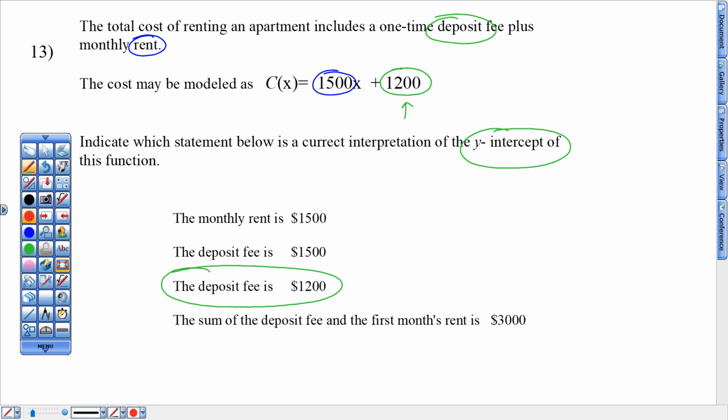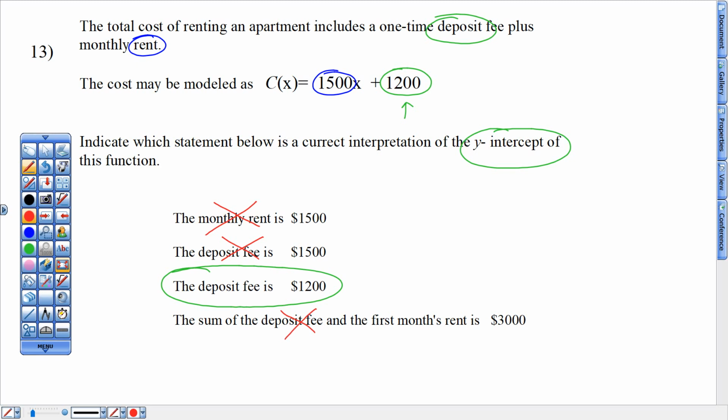The rent is $1,500, but I'm not asking for that number in front of X. I'm asking for the Y-intercept number. The deposit fee, nope, that's the rent. And then if I add these up, they don't add up to 3,000. So that choice is no good.